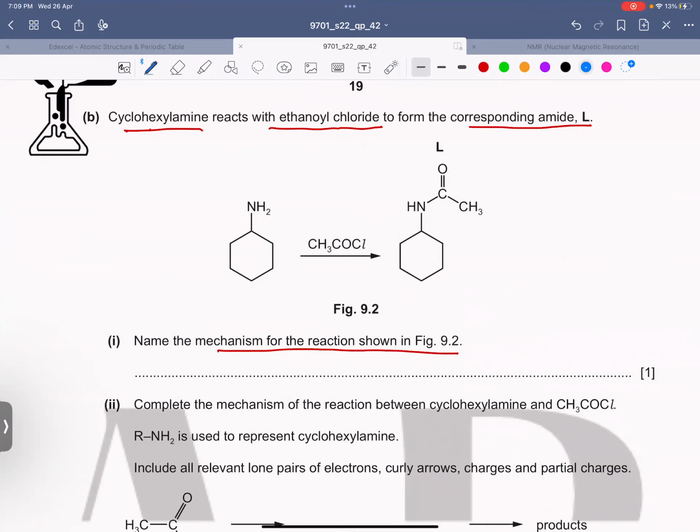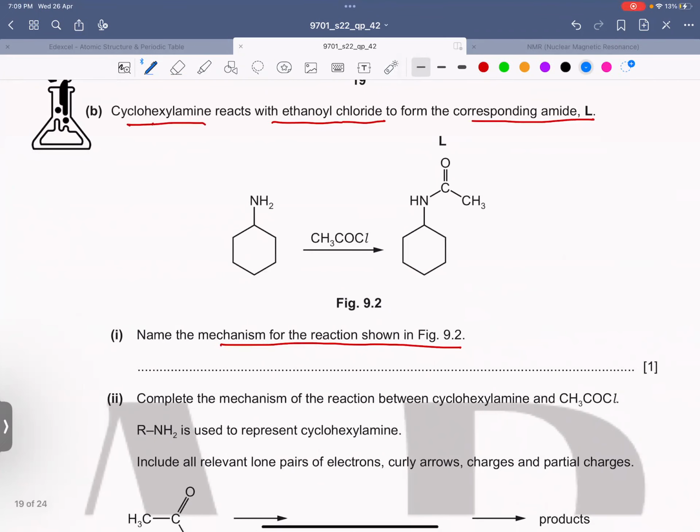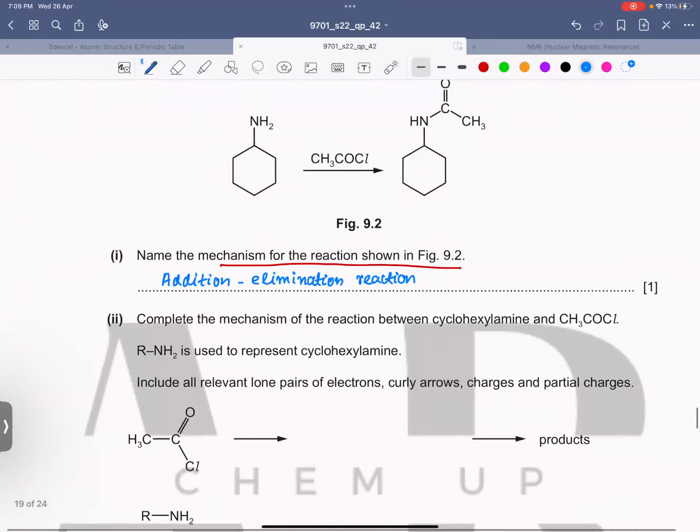Electrophilic substitution. It's not electrophilic substitution, it will be nucleophilic. Yeah, it's a nucleophilic substitution, or we can call it addition elimination reaction as well. Okay, we call it addition elimination reaction as well, or nucleophilic substitution as well.